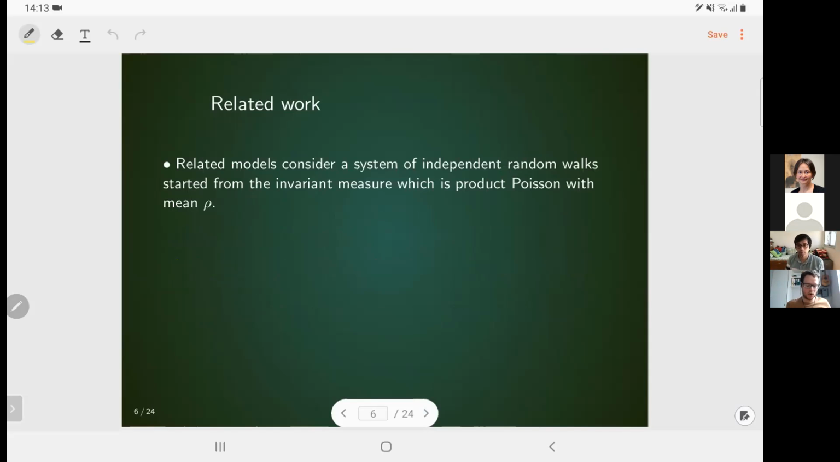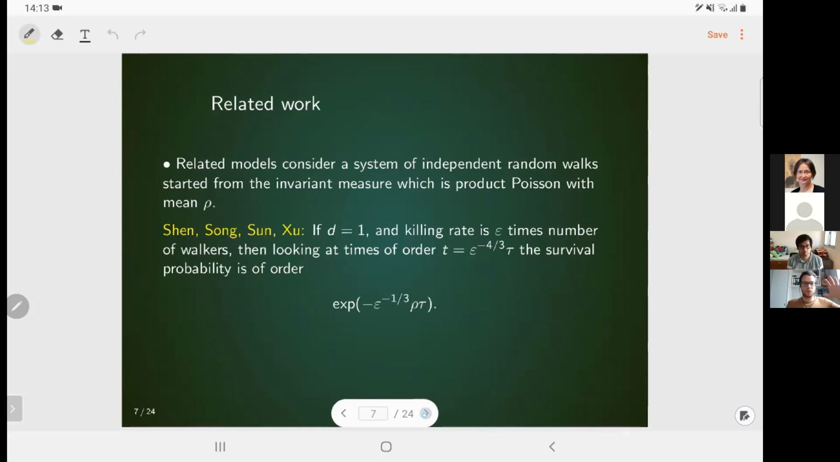So how does this model work? Essentially in the same way as our model works. You have the random walk on the one hand, and you have these Poisson walkers on the other hand.